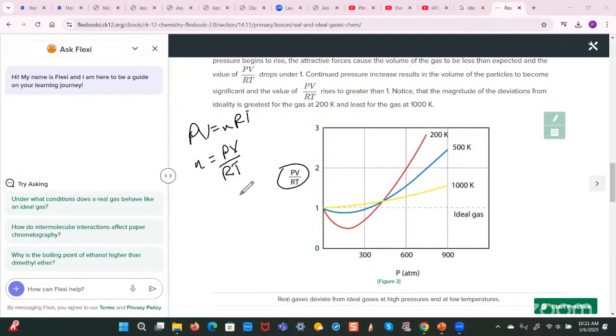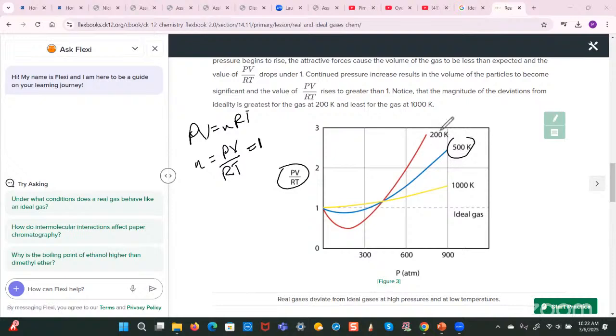So this is the equation right here. In this case, n is equal to 1, so basically this is set to be equal to 1. And what they have done here is plot PV over RT versus P at different temperatures. So the red line here is 200 Kelvin, the blue line is the data at 500 Kelvin, and the yellow line is 1000 Kelvin, right? And what you notice here, this dotted line would represent the plot if the gas were ideal. So PV over RT is going to be equal to 1, regardless of what the pressure is, if the gas was ideal. But the gas is not ideal, right?